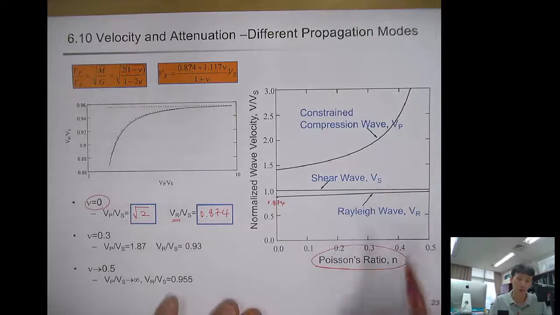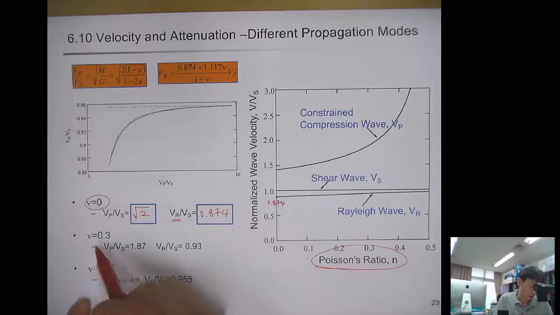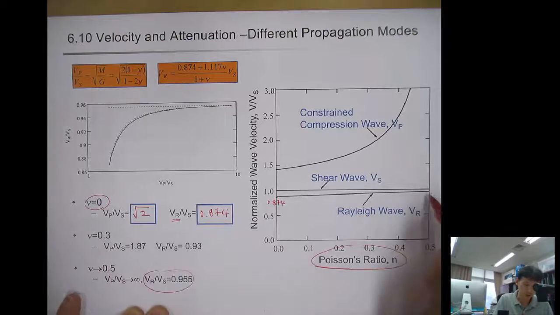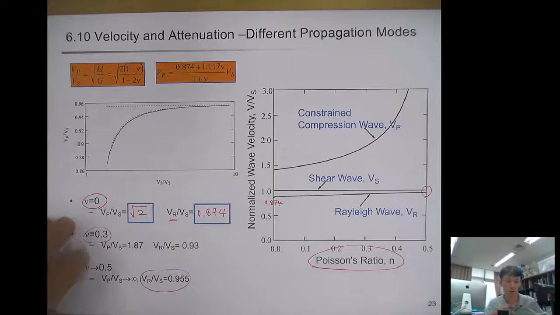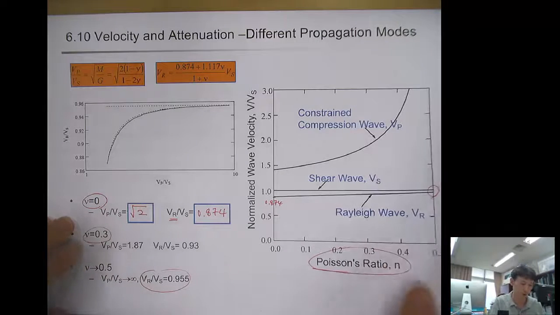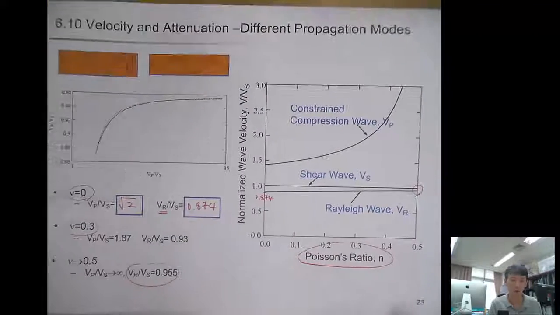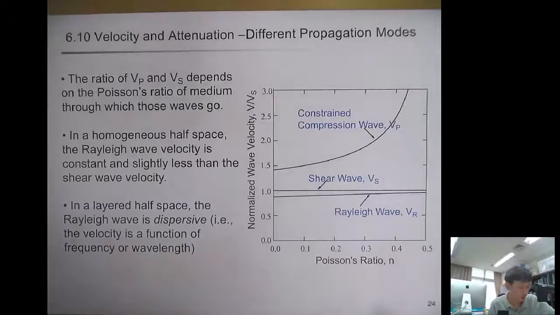When the shear velocity is 1. When Poisson's ratio is 0.5, then almost they're the same or close to each other, 95% of the shear wave velocity. And Rayleigh wave also approaches about 93% when the Poisson ratio is 0.3, which is the kind of medium value that we use frequently for the soil.